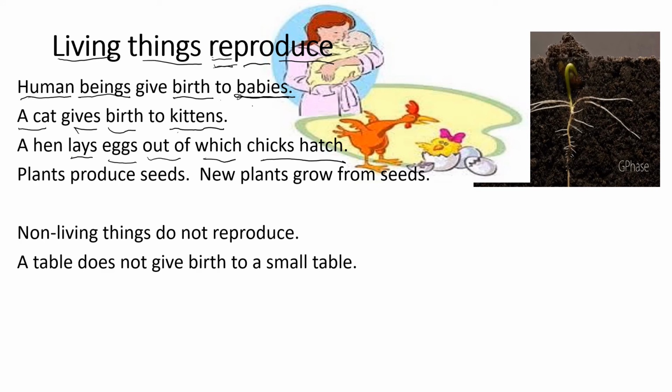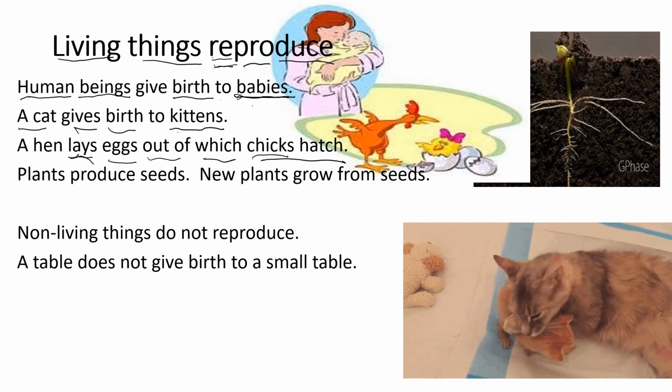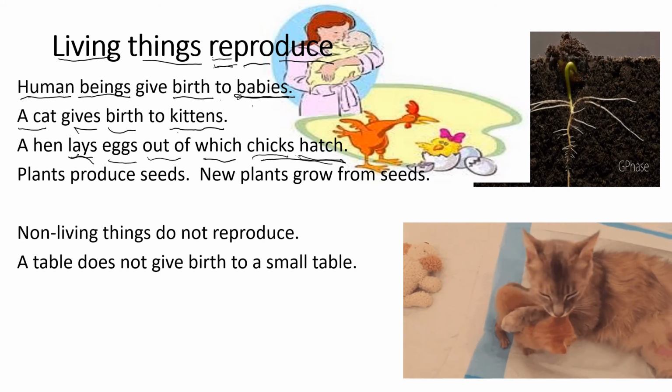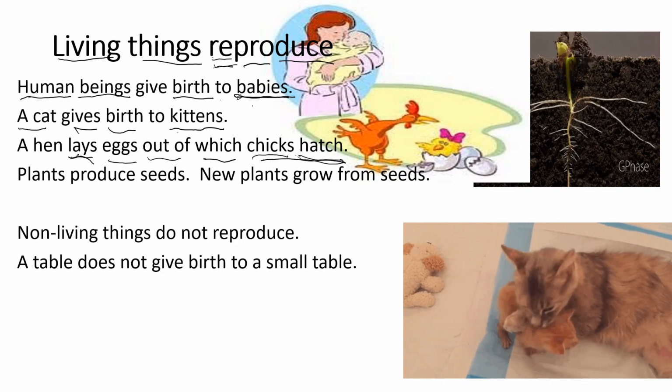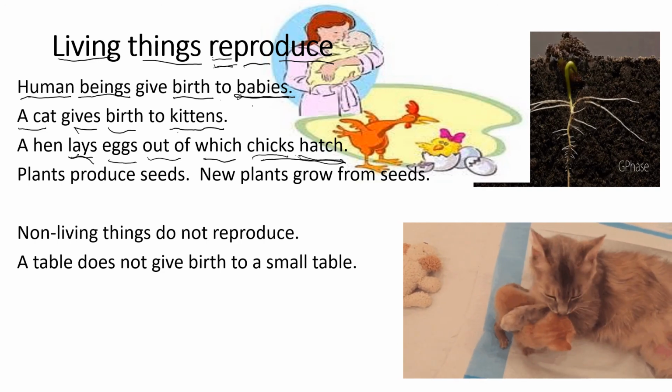The next is plants. Let's learn the new words first in this sentence. L-A-Y-S, lays. C-H-I-C-K-S, chicks. H-A-T-C-H, hatch. The next point is about the plants.